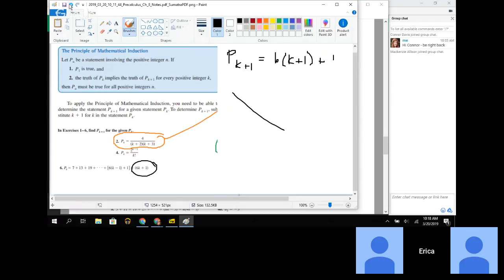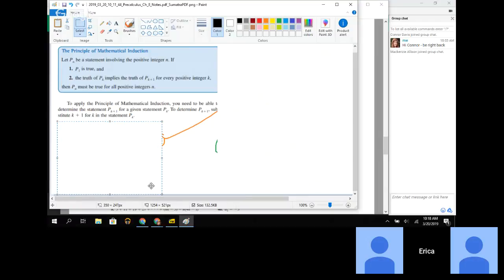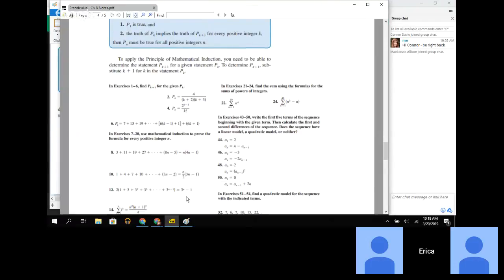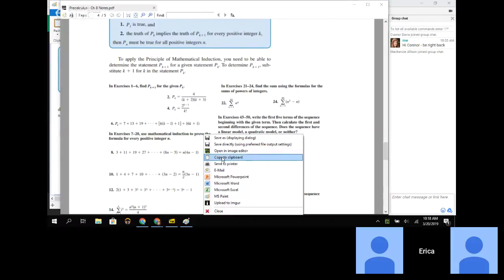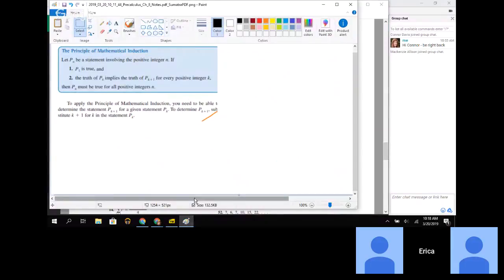All right. Let's look at number 8 now, where we're actually going to do mathematical induction. It's not too bad, at least in these first few problems. Okay. So let me grab number 8 here. Okay, so number 7 through 20 says use mathematical induction, which we're only going to do through 13. Use mathematical induction to prove the formula for every positive integer n.